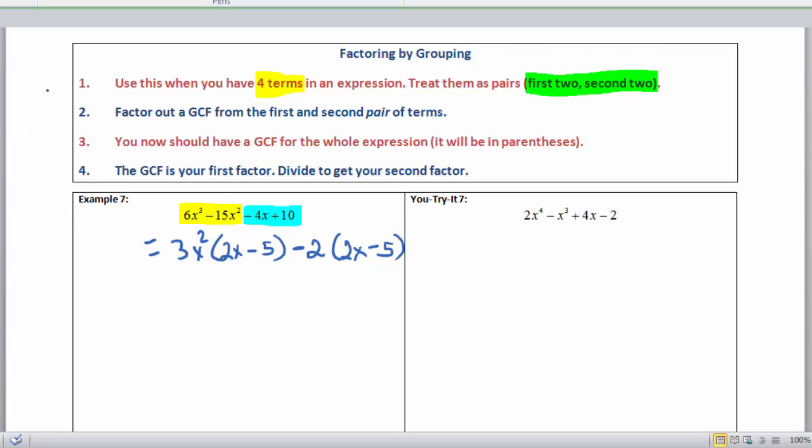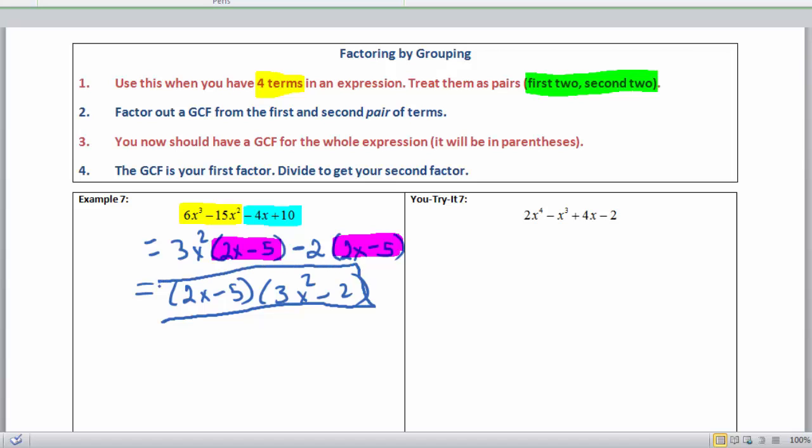So what do I have now? I really have only 2 terms, and in each of those 2 terms I have a GCF. It's not a monomial GCF, it's a binomial GCF, but it's a GCF nevertheless. So that 2x minus 5 is a GCF, which I can now take out as my first factor. Once I take it out, what's left? From the first term, I'm left with 3x squared. From the second term, I'm left with a negative 2. So this is it in factored form: 2x minus 5 times 3x squared minus 2.